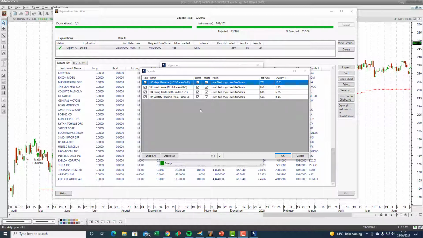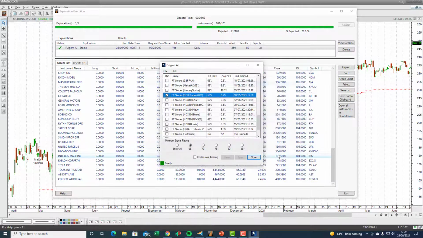The average swing trade is 68% accurate with 6.7% average profit per trade, and the volatility breakouts are 54% accurate with 3.4% average profit per trade. Now, in the testing period, we generally have a minimum requirement of 65% accuracy in terms of the AI.